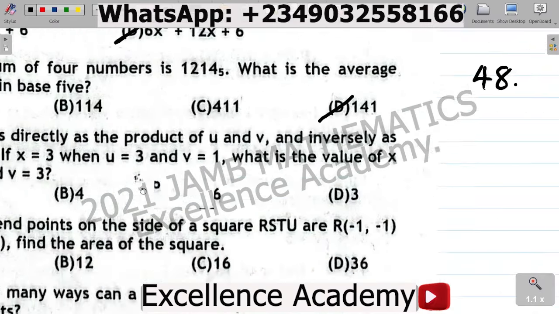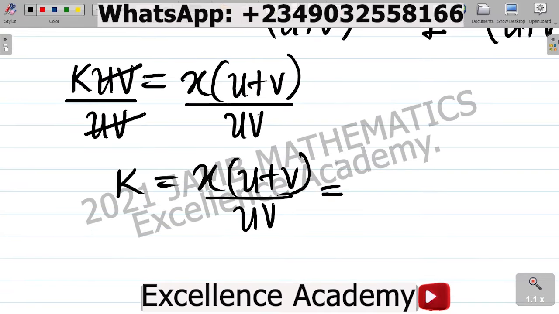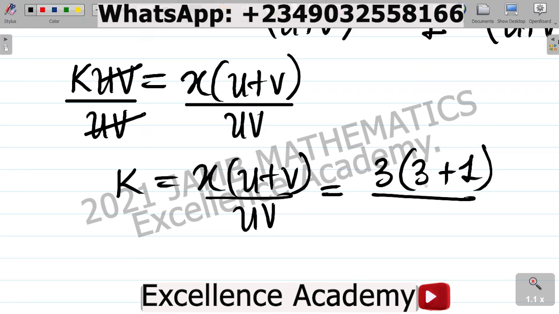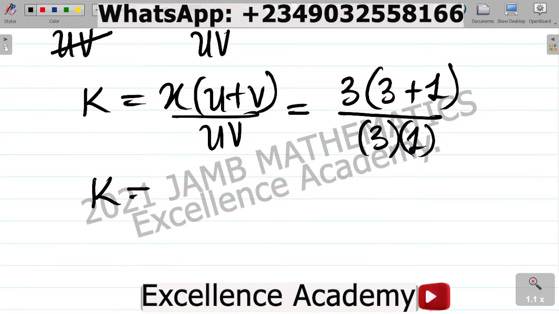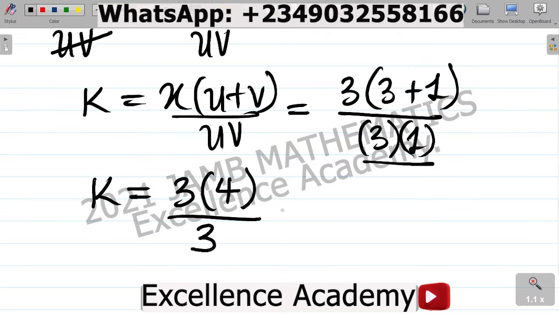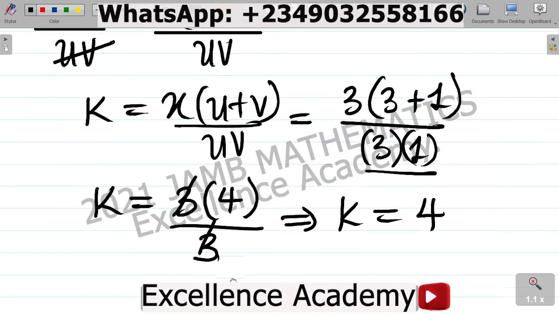Let's impute values. For the first scenario, they said x is equal to 3, u is equal to 3 and v is 1. So x here is 3, so it becomes 3 times u, which is 3, plus v, which is 1, all over u times v, which becomes 3 times 1. From here, let's get k. So k is equal to 3 into 3 plus 1 is 4, all over the denominator 3 times 1 is 3. 3 cancels 3, and we have that k is equal to 4.